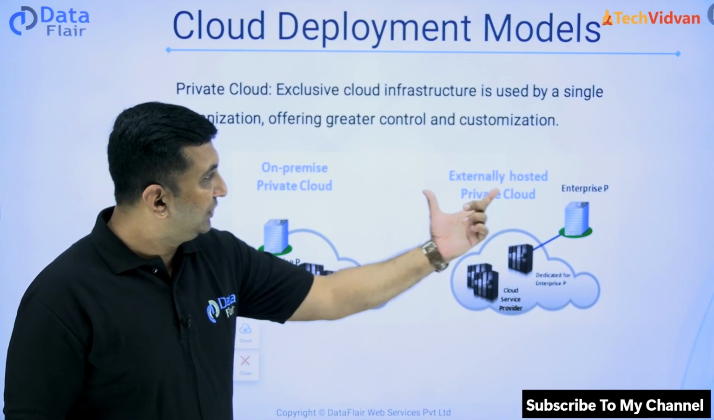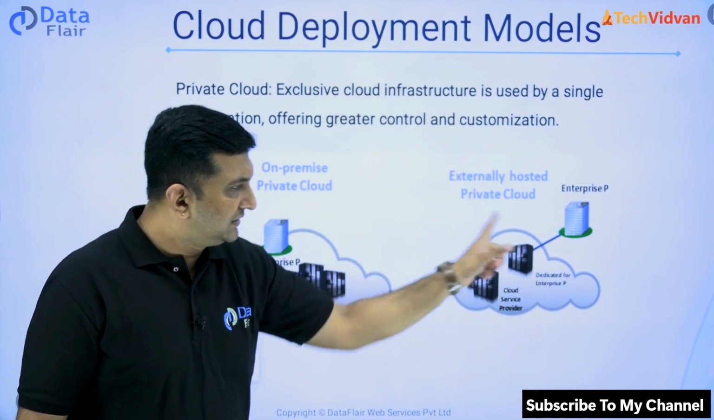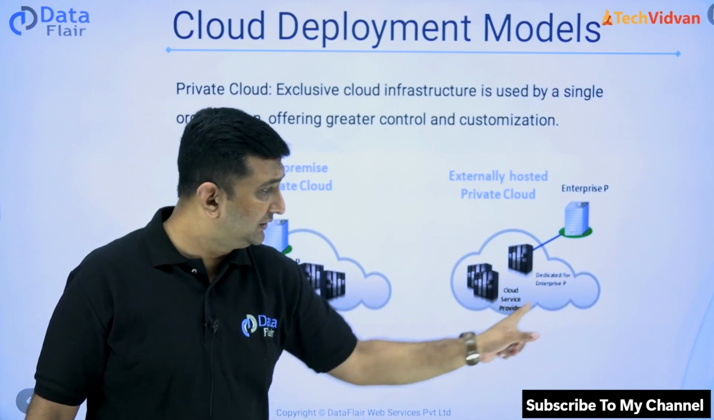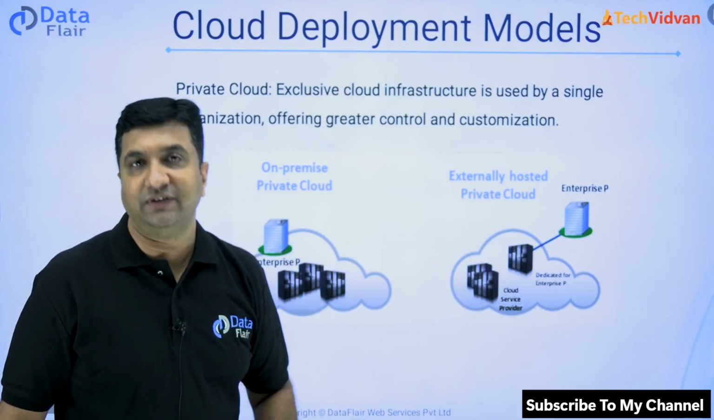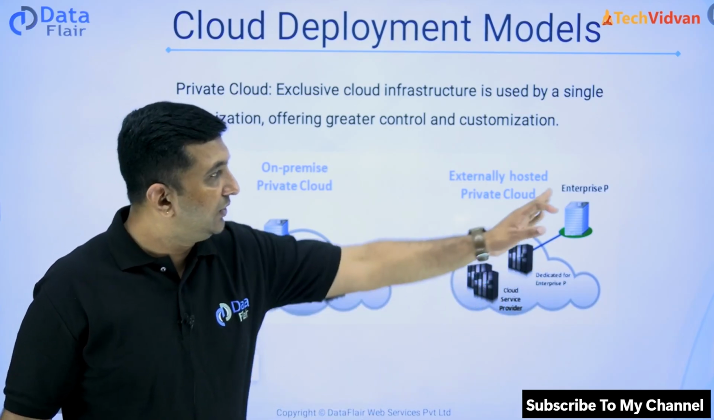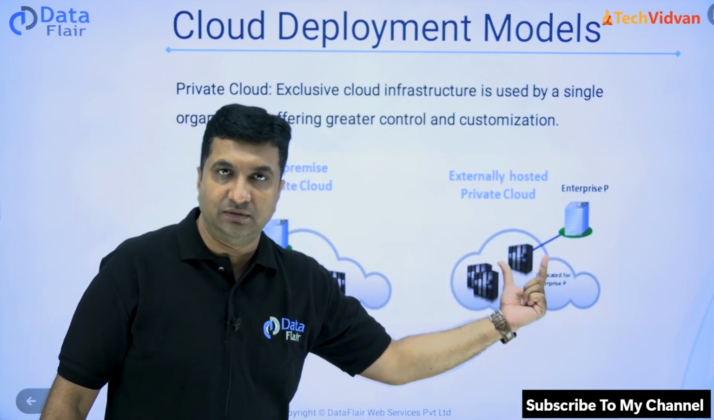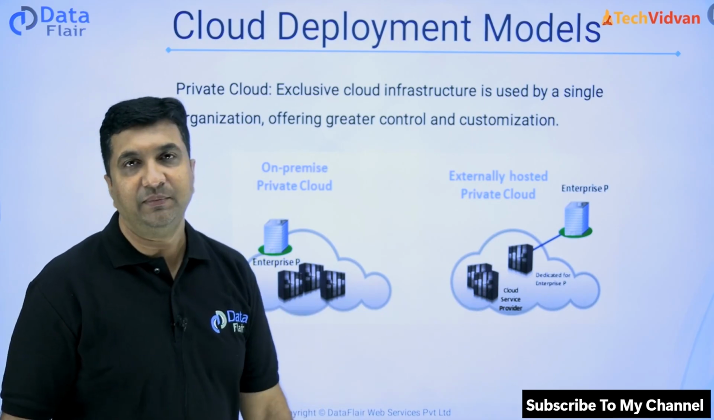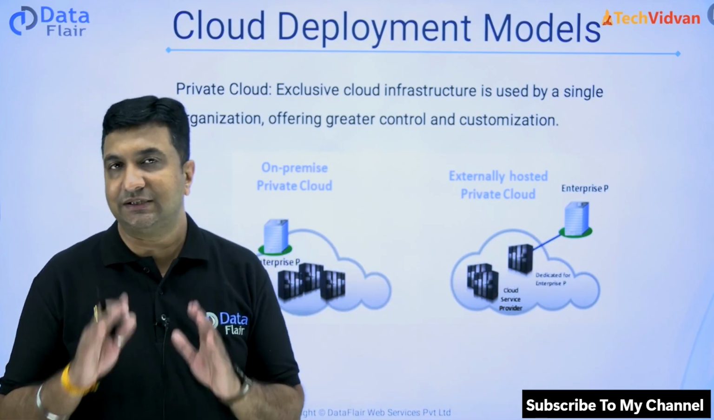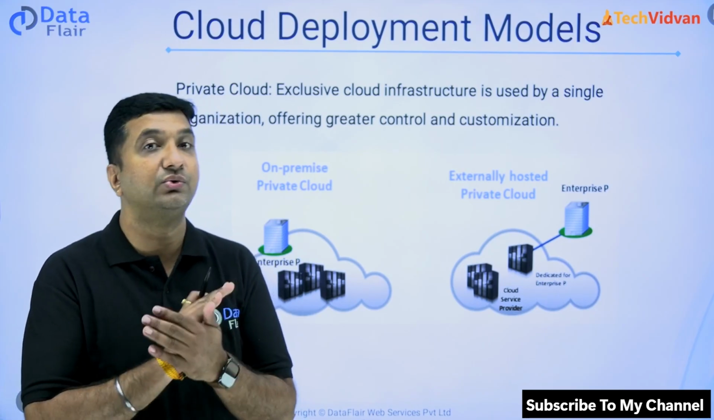But when you talk about externally hosted, as the name suggests, it is externally hosted. There is a service provider with a whole infrastructure, and one part of the infrastructure is dedicated to enterprise P. What does it mean? That this part of the infrastructure is not shared. It is exclusively for enterprise P. You can see this, right? That means enterprise P will get exclusive benefits, exclusive privacy, high performance, no sharing.